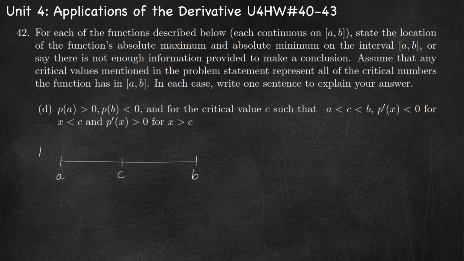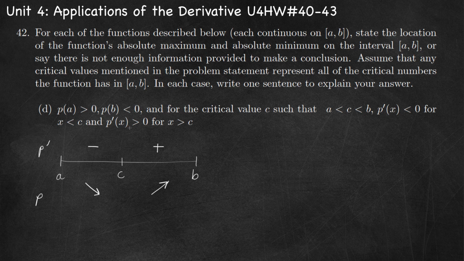P prime is less than 0 when x is less than C, so negative here, and P prime is greater than 0 when x is greater than C, so P prime is positive here. That tells me that P is decreasing until we hit C, and then it's increasing.